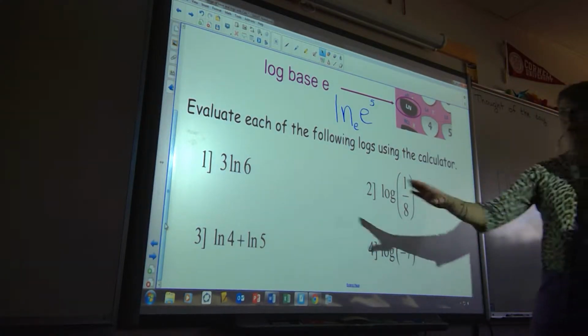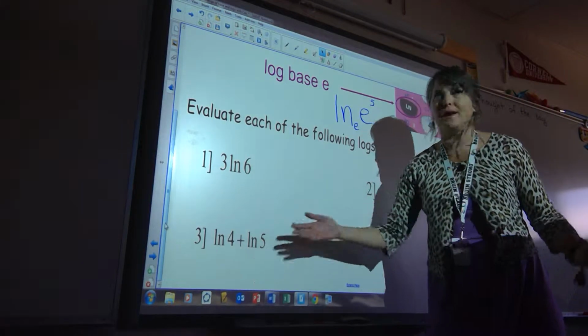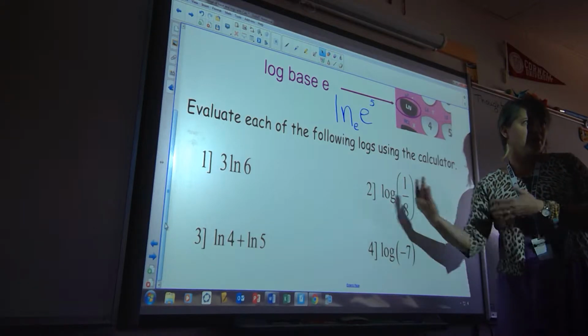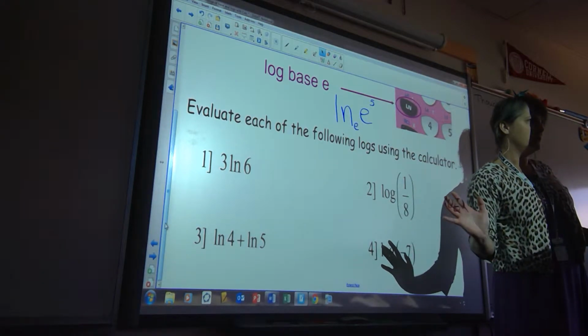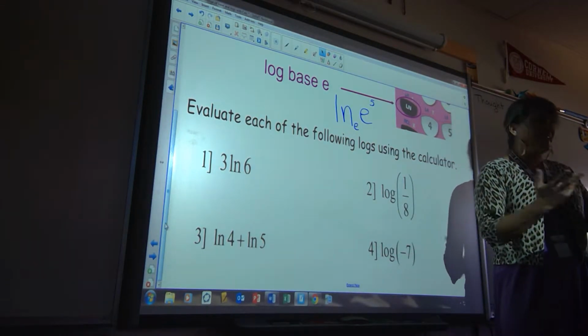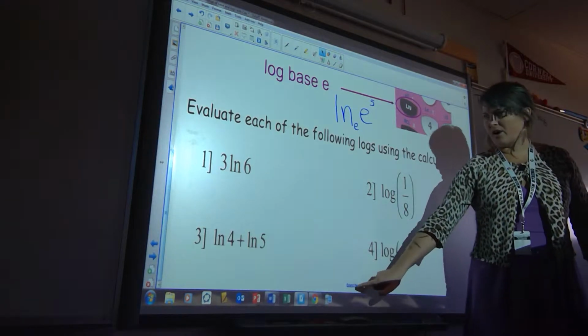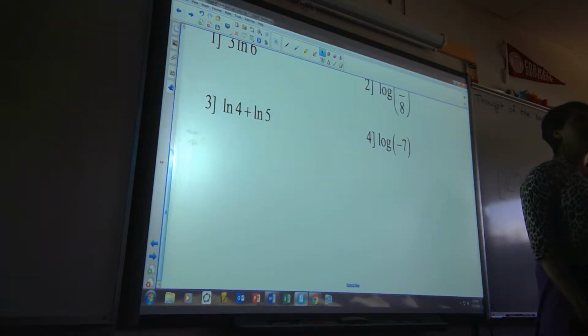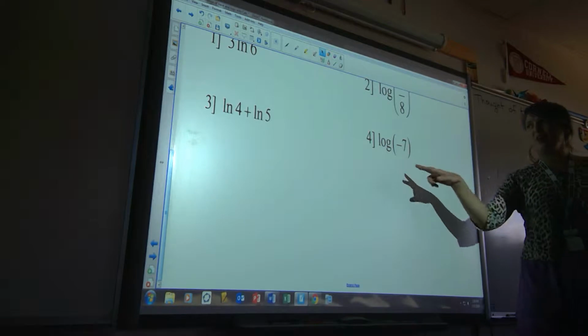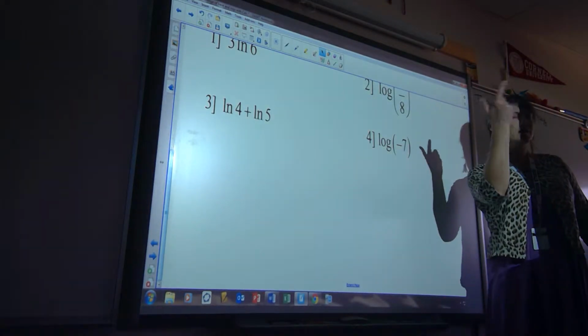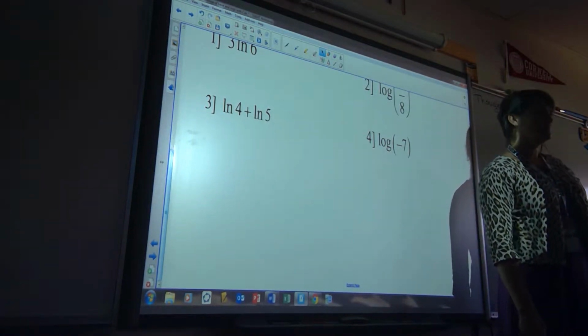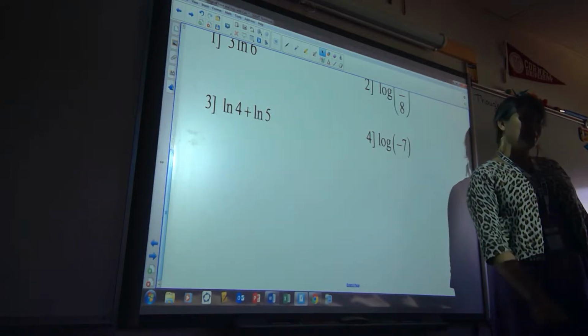And this is literally just punching buttons on your calculator and getting an answer. So, do you anticipate any troubles punching these in? Do we need to practice any of these together? I'm thinking no. But why don't you try this number 4? It's not possible. Hopefully you have an intuition that it's not possible. So what does the calculator tell you? No real answers. It says no real answers.